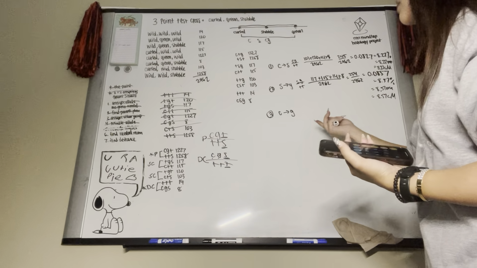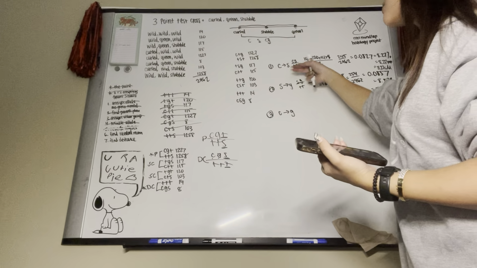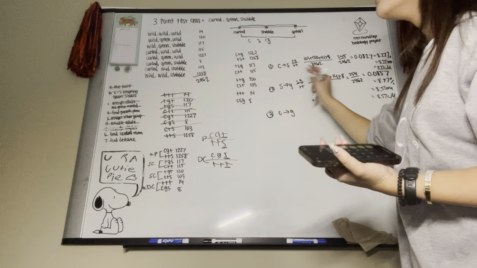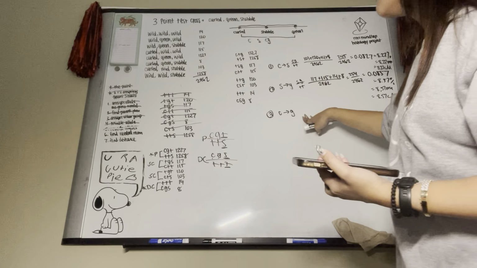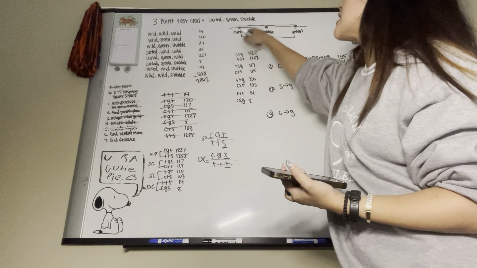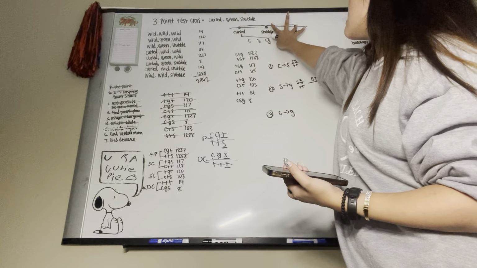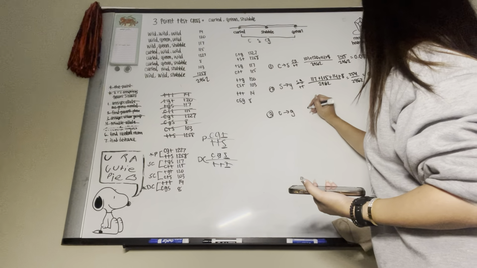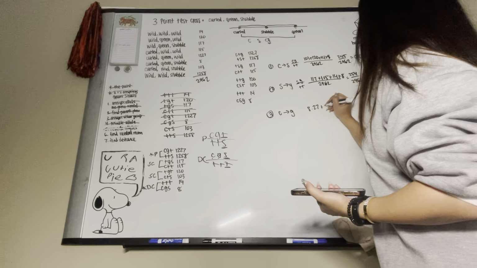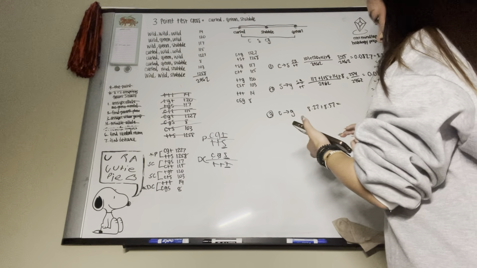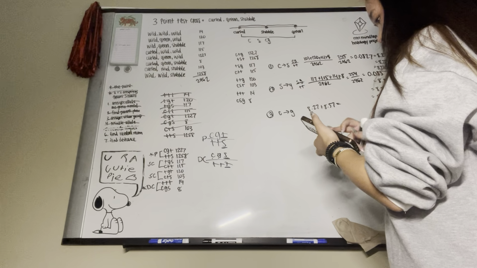Okay, so how do you figure out the distance between C and G? Because we already figured out C and S, and then S and G. Well, this is like elementary school math. If C is right here, S is right here, and G is right here, we found this distance and we found this distance, then all you have to do is add them together. So that would be 8.27 plus 8.57. Let me add that.